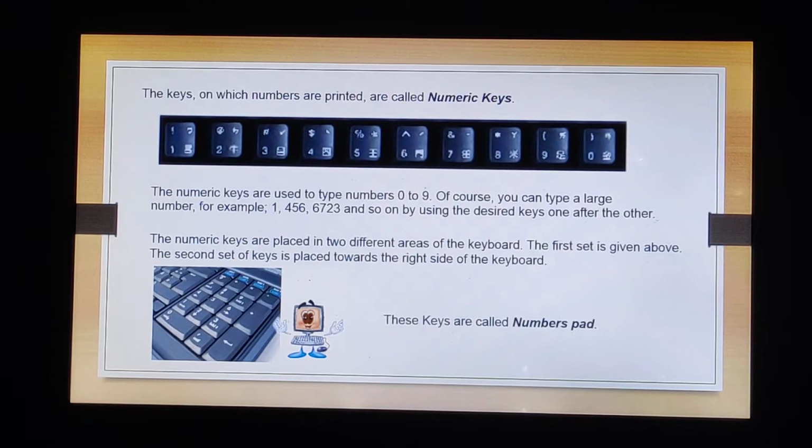The numeric keys are placed in two different areas of the keyboard. The first set is given above. The second set of the keys is placed towards the right side of the computer. So children, you lift your right hand and you check where the numeric keys would be, and on top also, the topmost part, you can see the numeric keys there also. So two areas where you can see these numeric keys and these keys are called numbers pad, very important. Just remember these words. These keys are called numbers pad.